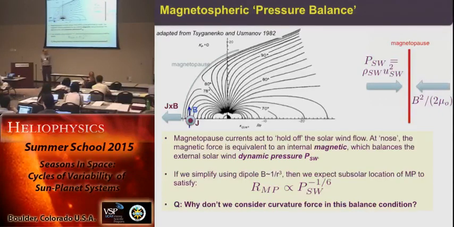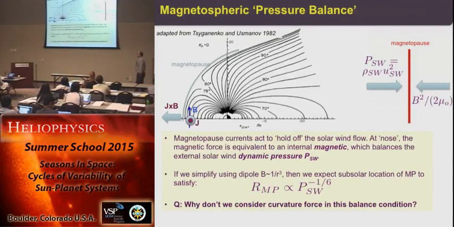And my first question for you this session is that we saw in the previous session that this J cross B force is not only equal to a magnetic pressure gradient, but also a magnetic curvature force. Remember, the two add together. So why is it, do you think, that this is a good approximation at this kind of boundary? Why don't we need to consider curvature force in our balance condition? Because?